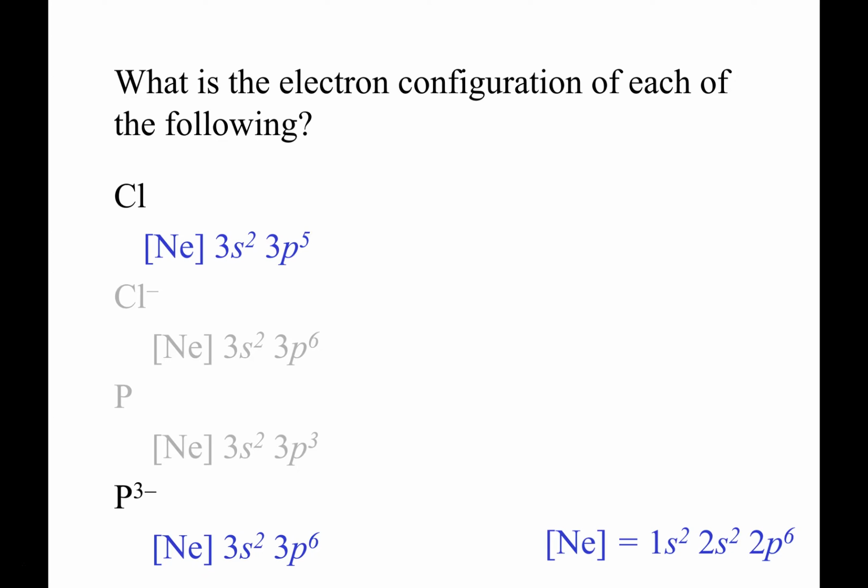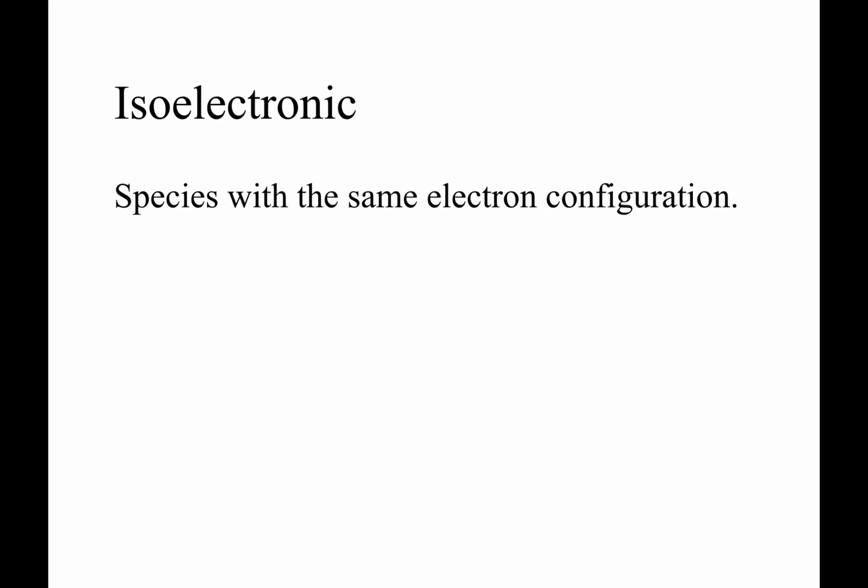So I mentioned isoelectronic a little bit ago. So you definitely have isoelectronic species here. The chloride ion, the Cl-1, is isoelectronic with a P3-. Sounds like a good vocab word to throw out there. Okay. Isoelectronic.